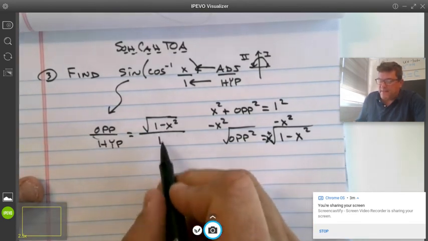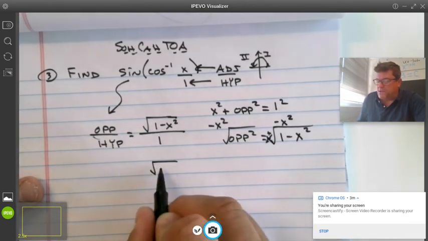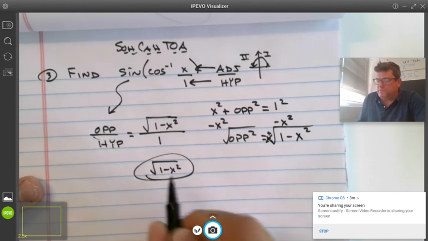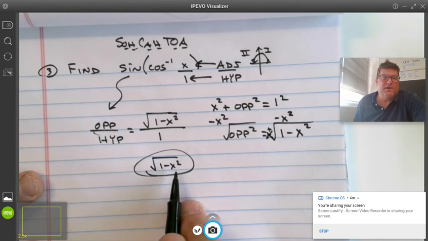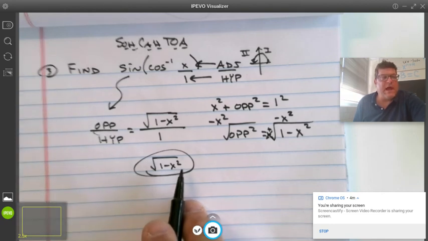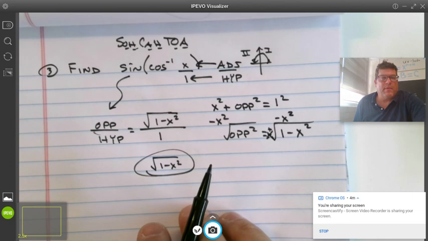So we reduce that over 1, final answer, the square root of 1 minus x squared. If you ever get a radical in the bottom of a fraction that contains a variable under it, no need to rationalize. And we'll talk more about that in class.